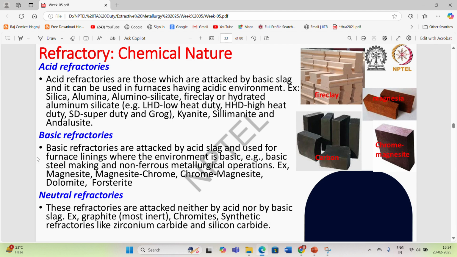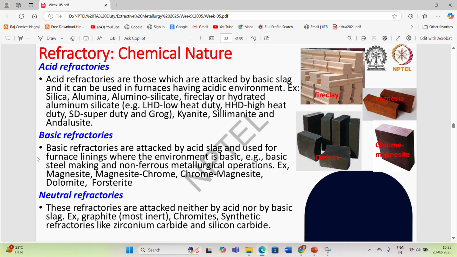The refractory material, based on its chemical nature, can be divided into three different categories. One is acid refractory. Acid refractories are those which are attacked by basic slag, and they can be used in furnaces having an acidic environment. For example, silica, alumina, aluminosilicate, fire clay, or hydrated acid refractory material can be used as an acid refractory.